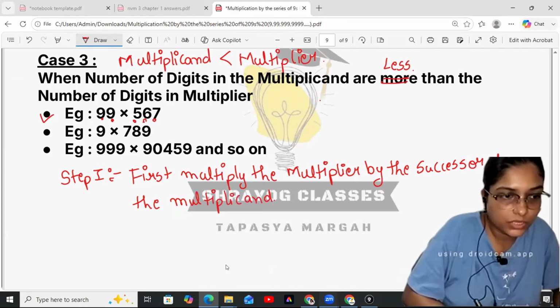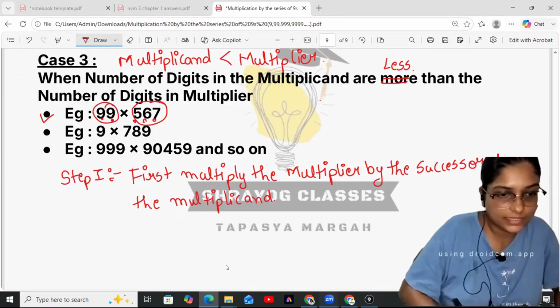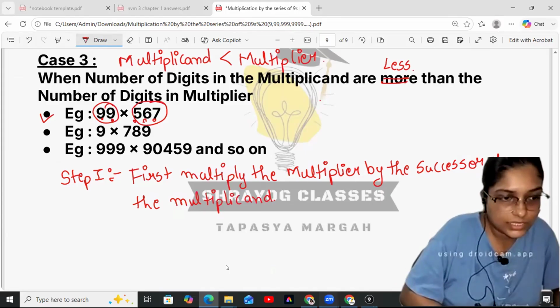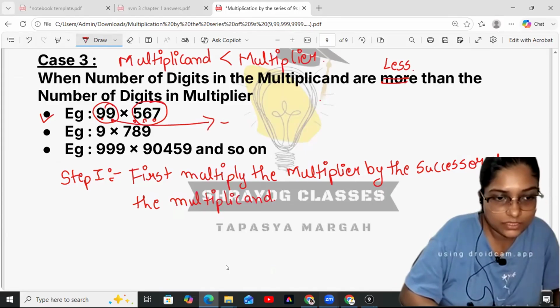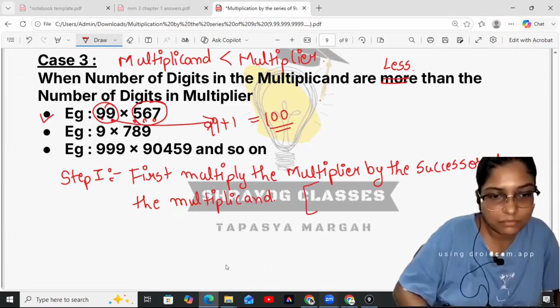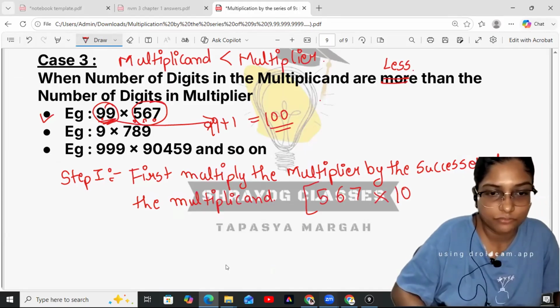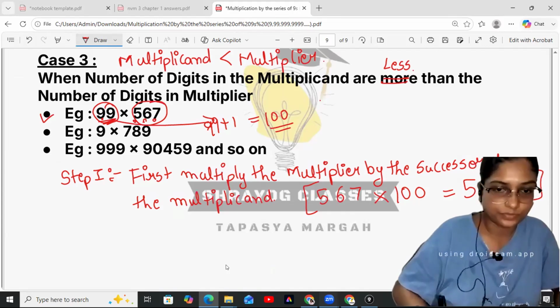In question number 1, the multiplicand is 99 and the multiplier is 567. So the successor of 99, meaning plus 1, is 100. 99 plus 1 is 100. The successor of 99 is 100. So the first step tells me to multiply the multiplier. My multiplier is 567. I have to multiply this multiplier by the successor of the multiplicand, which is 100. So here I get 56700.